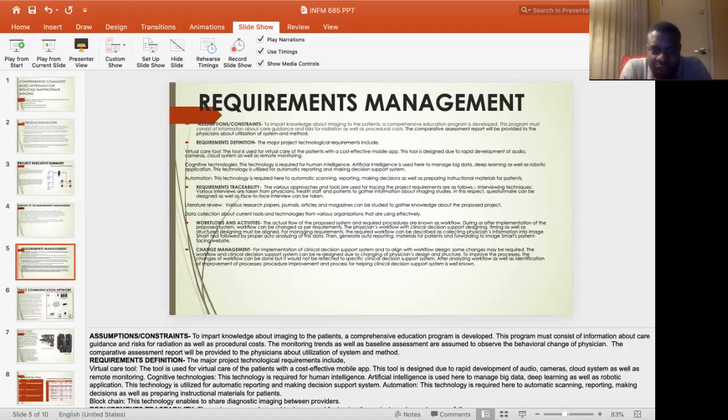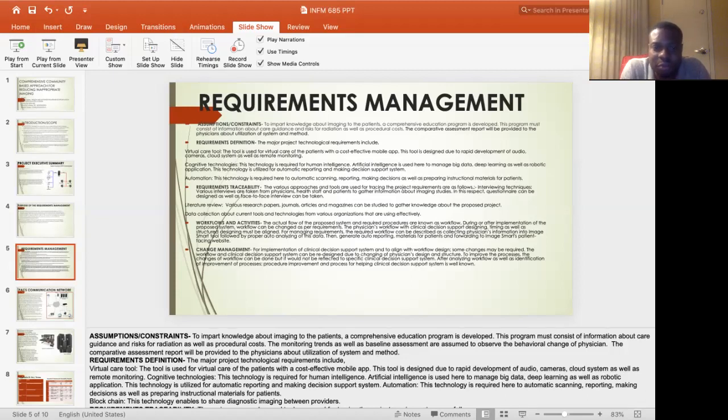The workflows and activities. The actual flow of the proposed system and required procedures are known as the workflow. Here, we'll talk about during and after implementation of the proposed system. Workflow can either be changed or modified per the hospital's requirement. The physician's workflow with the clinical decision support designing and timing might be structured. And I also talked about how we can generate auto-reporting and materials for patients and forward them to ImageSmart's patient-facing website.